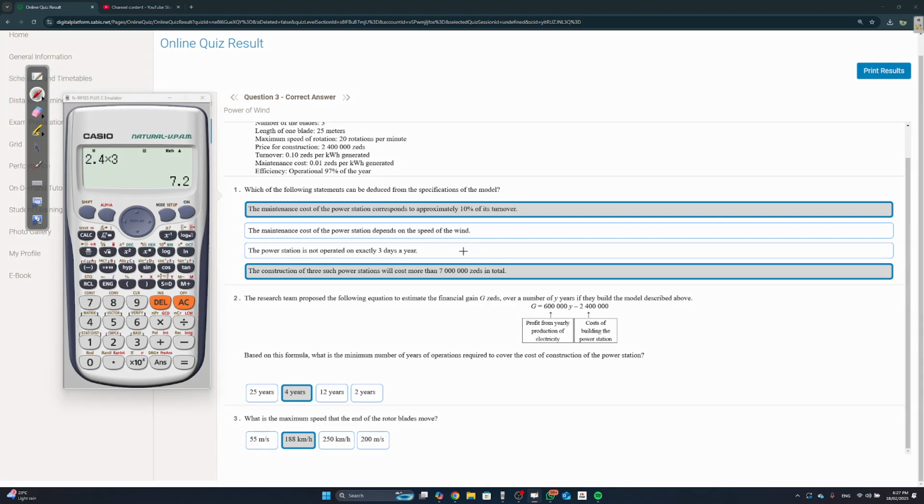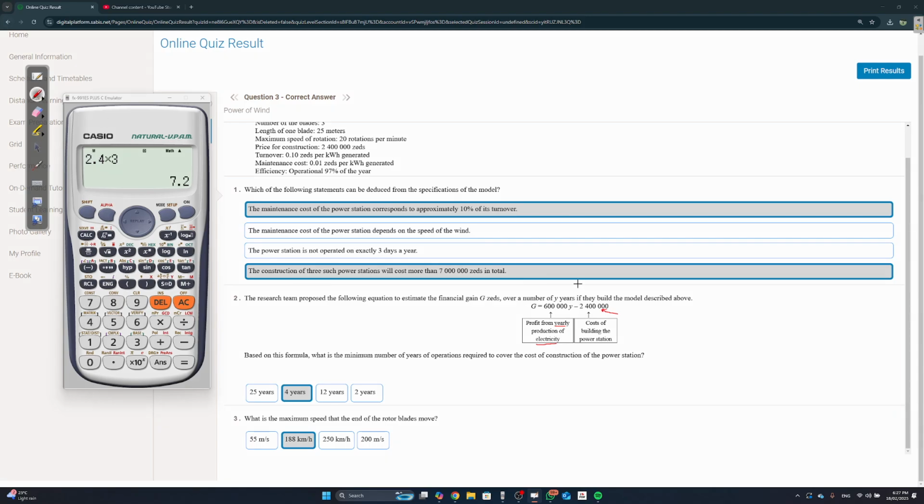The research team proposed the following equation to estimate the financial gain G over a number of years if they build the model described above. So the gain G is equal to 600,000 Y, being the profit from yearly production of electricity, minus 2,400,000 being the cost of building the power station. Y obviously represents the years, because it's 600,000 times the number of years. And then 2,400,000 is the cost. Based on this formula, what is the minimum number of years to recover the cost of construction of the power station?